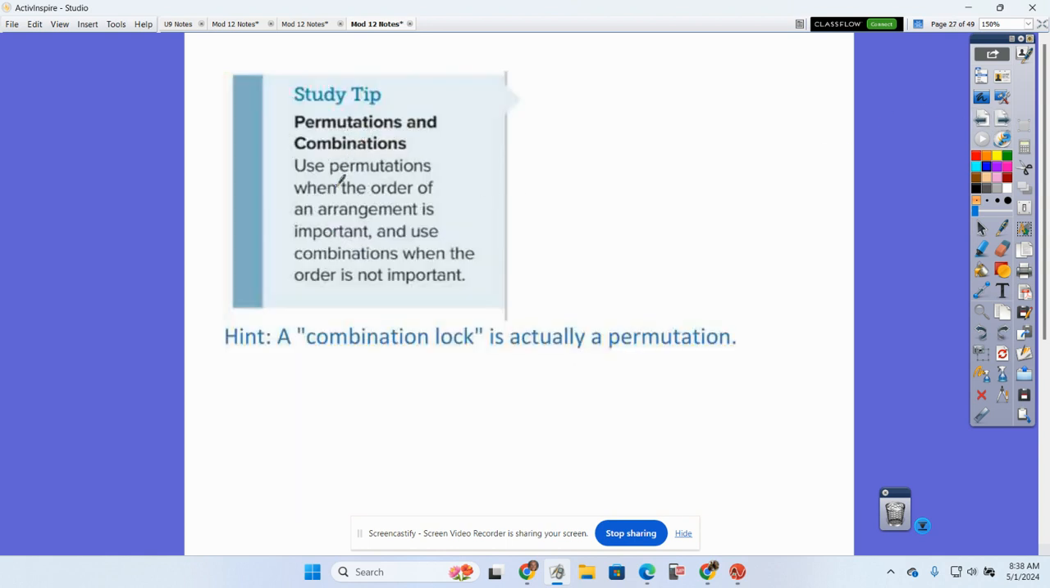So use permutations when order of an arrangement is important and use combinations when order is not important. I like to think about a combination lock should actually be called a permutation lock. So when you do your locks, it matters the order that you put your numbers in. So it should actually be a permutation lock in that case. Okay, that is it.